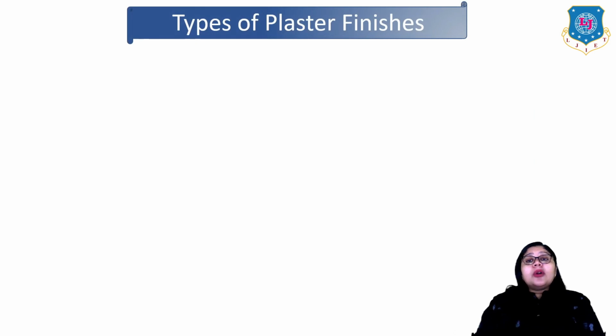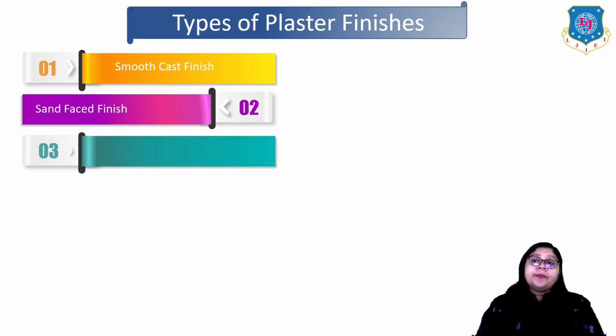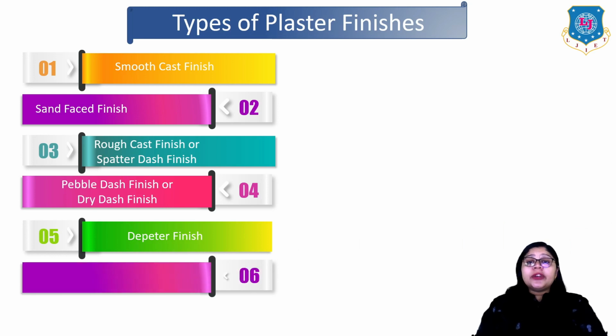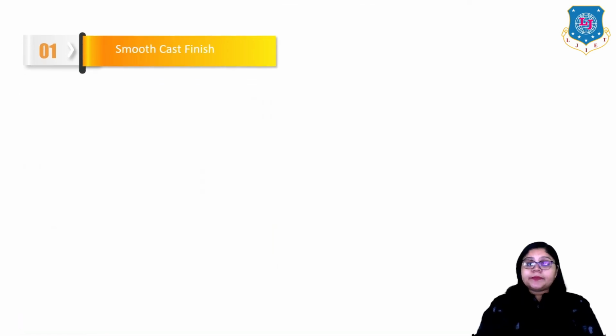Now let me talk about different types of plaster finishes. The first type is the smooth cast finish, then the sand faced finish, then the rough cast finish, or the spatter dash finish. Fourth is the pebble dash finish or the dry dash finish. Fifth is the depeter finish. Sixth is the scraped finish, and the last one is the textured finish. Let us see all the different types of plaster finishes in detail.